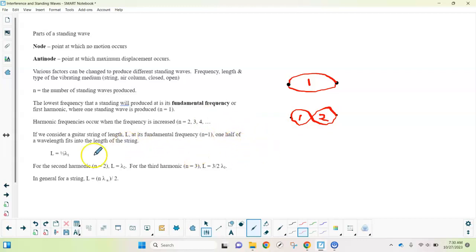For strings, this is the equation that we use. For the first one, the length of the string, which would be the distance between these 2 points, going across would be equal to half of a wavelength. For the second one, the wavelength is equal to that string length. You could produce lots of different wave patterns on here, so 3, 4, and you could just keep increasing them. So that is the general formula for that.